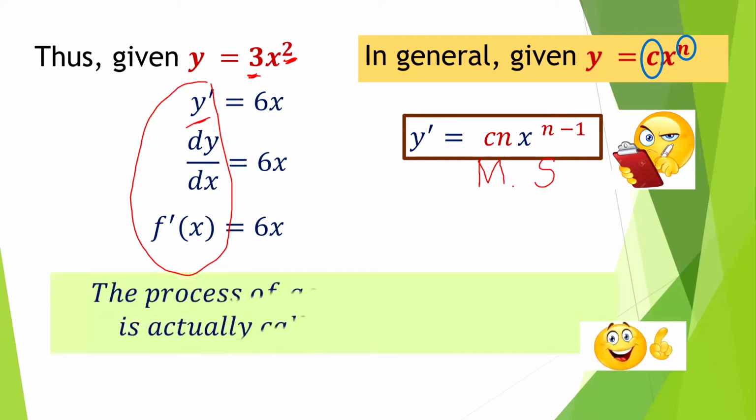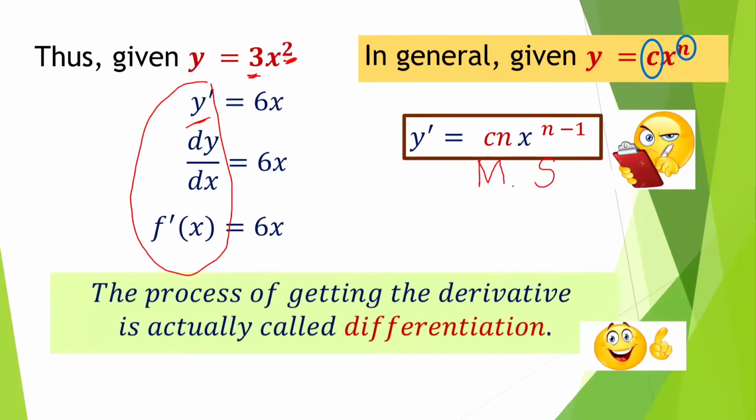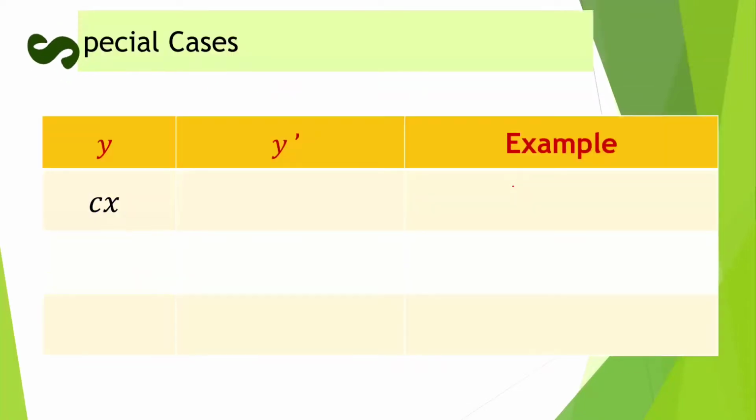Okay? So the process of getting the derivative, take note, is actually called differentiation. So when we are getting the derivative, we're actually differentiating. Okay, we differentiate. We don't say derive. Okay, kasi yung ibang students are used to saying derive, no, to mean that they are getting the derivative. It's actually differentiate. So meron tayong mga special cases pang mga shortcut natin.